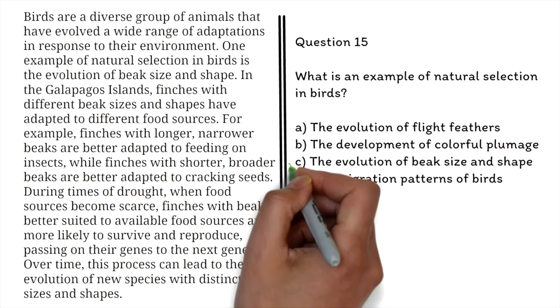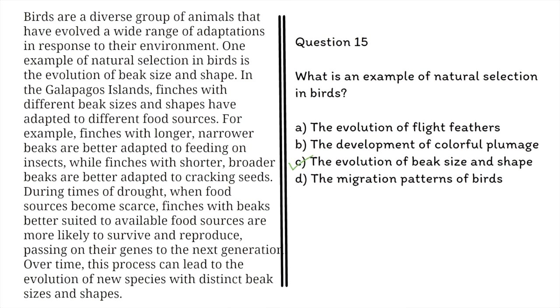The correct answer is C. The evolution of beak size and shape. The passage describes the evolution of beak size and shape in finches as an example of an adaptation in birds that has occurred through natural selection.